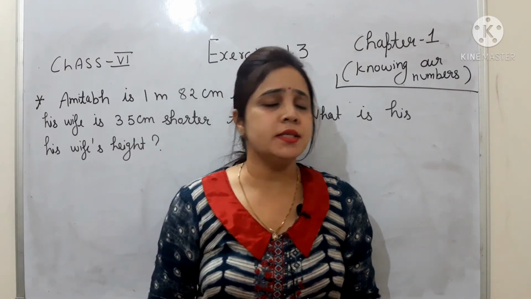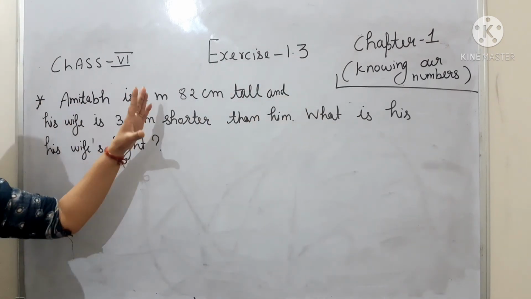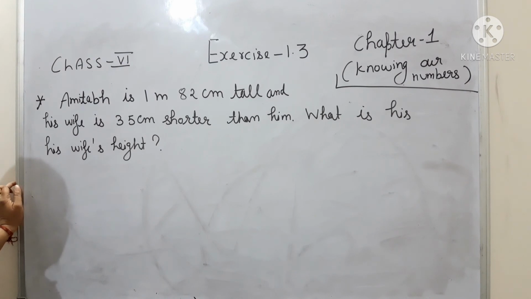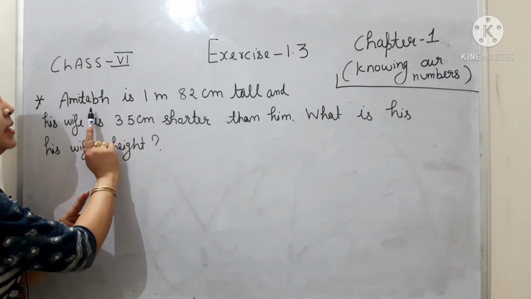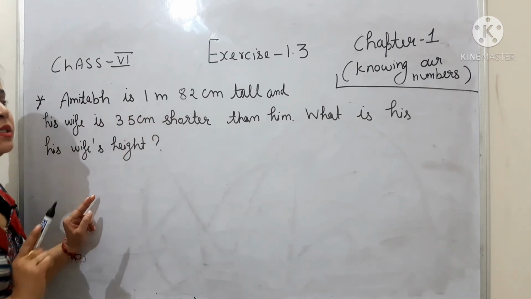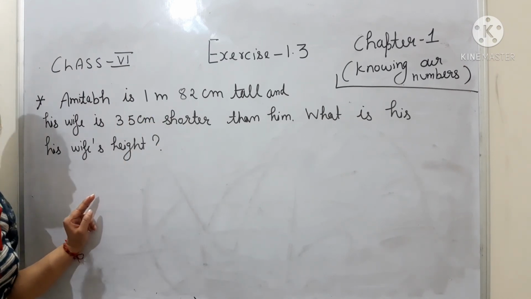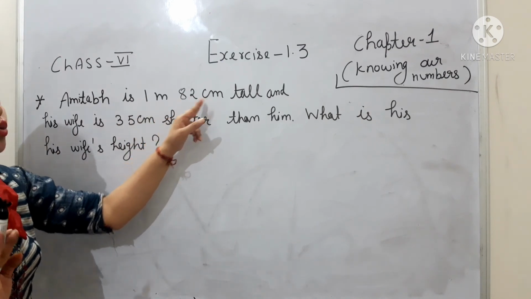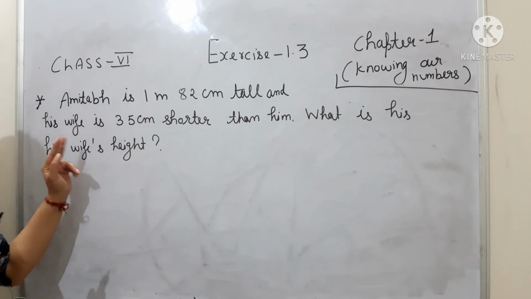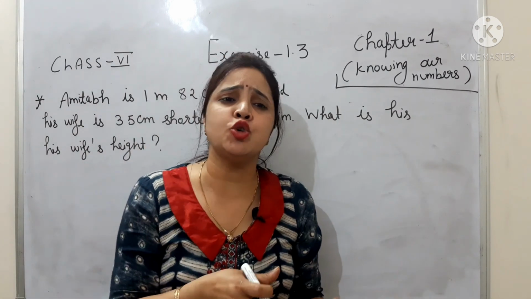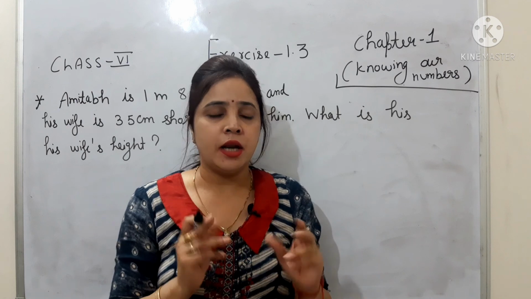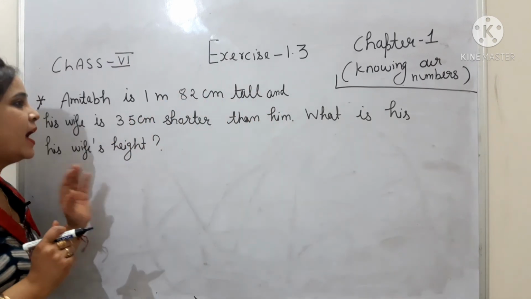The next question is, Amitabh is 1 meter 82 centimeters tall and his wife is 35 centimeters shorter than him. Okay, what is his wife's height? Now read the question carefully. Amitabh is 1 meter 82 centimeters tall. What is the height of Amitabh? 1 meter 82 centimeters. Okay, and his wife is 35 centimeters shorter than him. And how much shorter is his wife than him? 35 centimeters. Now, what is his wife's height?